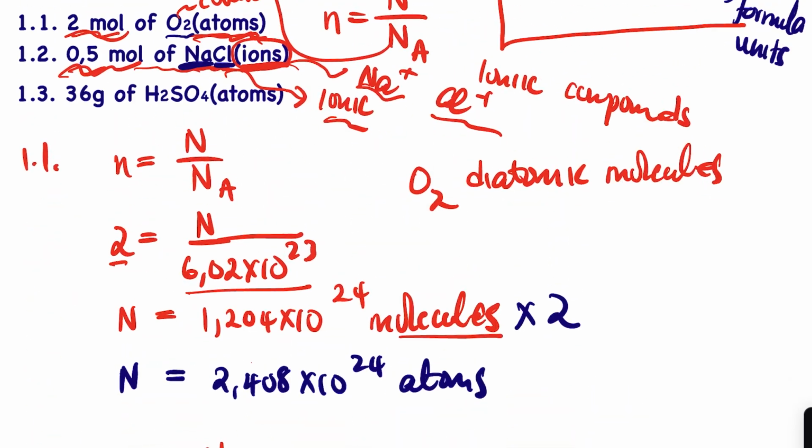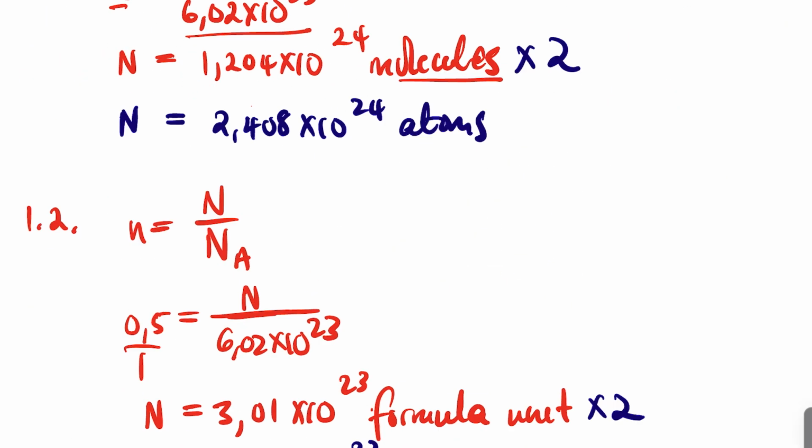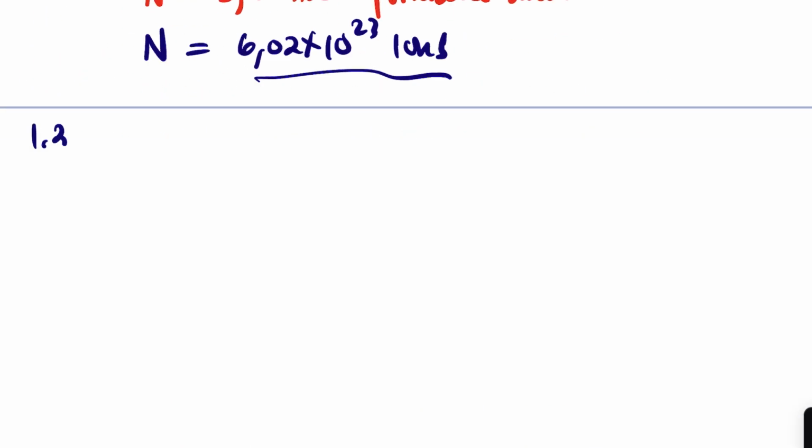Now let's go to 1.3. 36 gram of sulfuric acid, and the type of particles there is atoms. So we have the mass there. Having the mass, we're going to change that mass into number of moles, right? We're going to use the formula that says number of moles is equal to mass over molar mass.